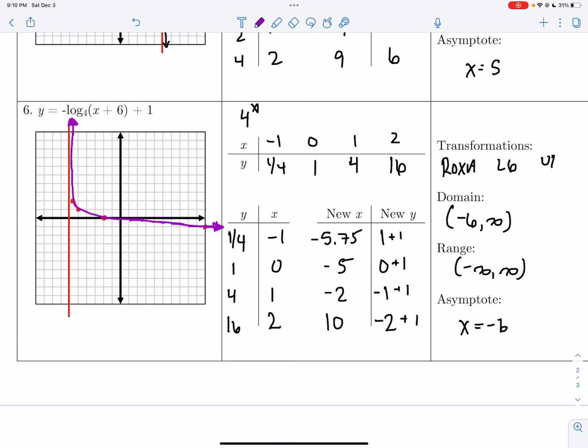All right, on Delta Math, you have 8 problems regarding logarithms and exponential functions and how to graph them. If you know how to graph these 6 problems, then you should be able to do the Delta Math problems, and you should be able to do whatever is on the FRQ.